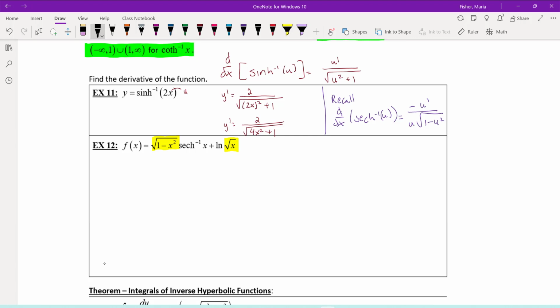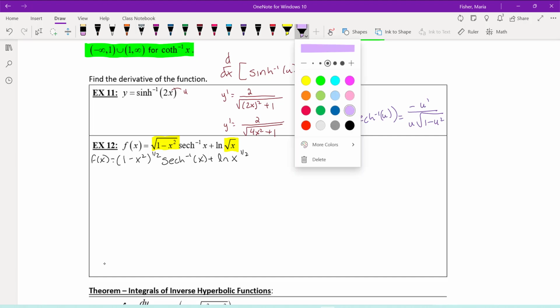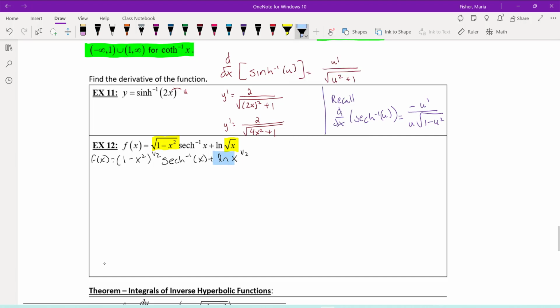So let's go ahead and rewrite f of x. We're going to say that f of x is equal to (1 minus x squared) raised to the 1/2 power times the inverse hyperbolic secant of x plus the natural log of x raised to the 1/2 power. Now before we keep going, we're actually going to rewrite the natural log of x raised to the 1/2 power.